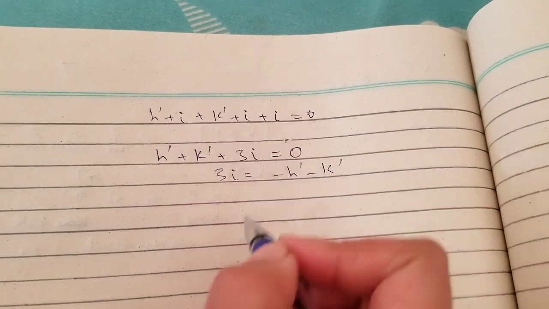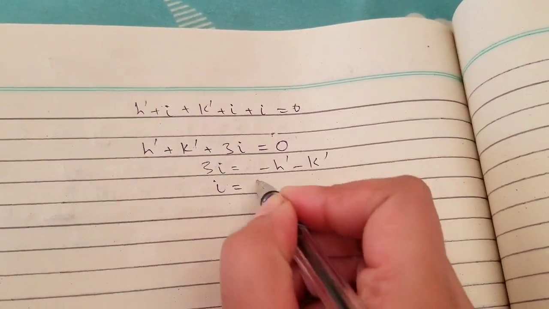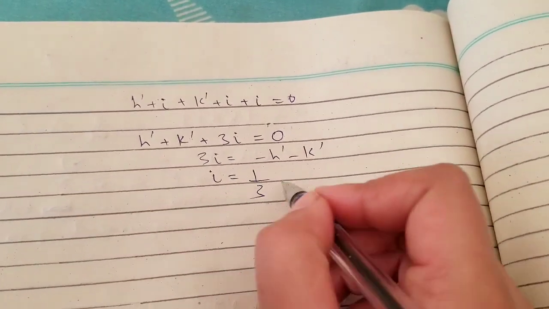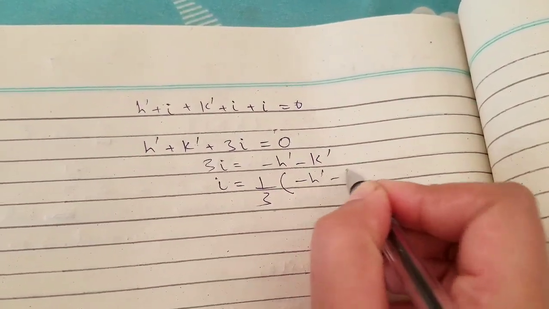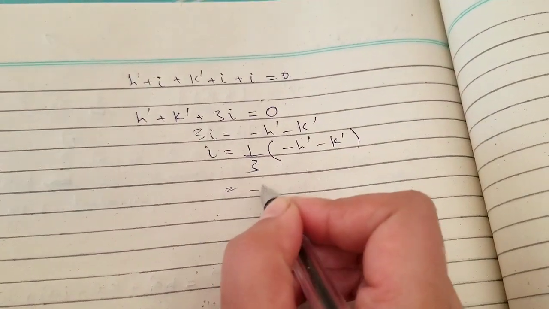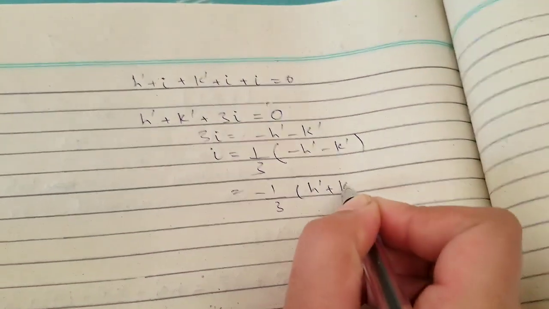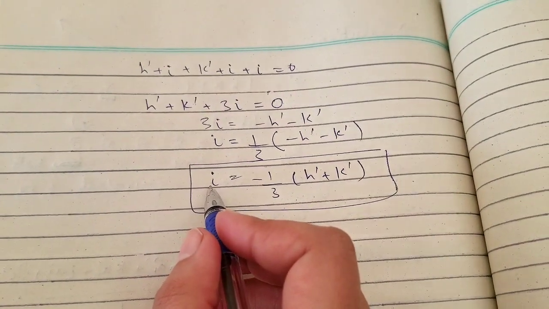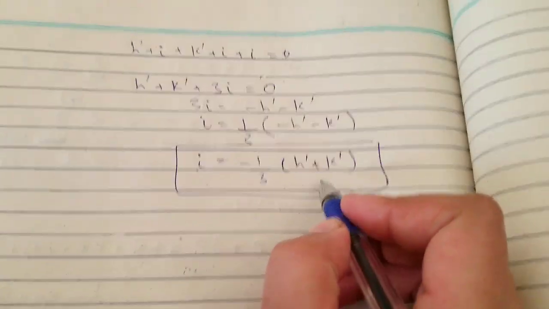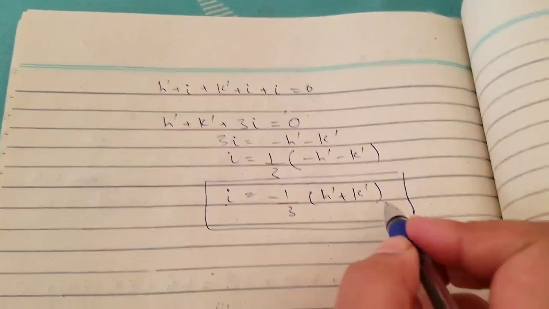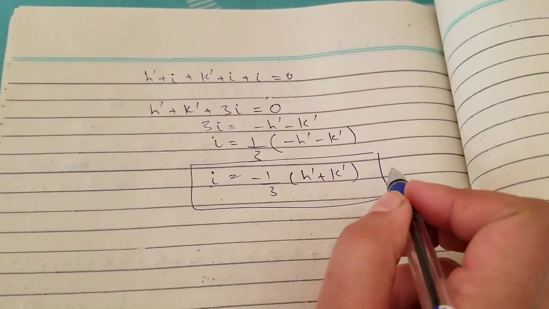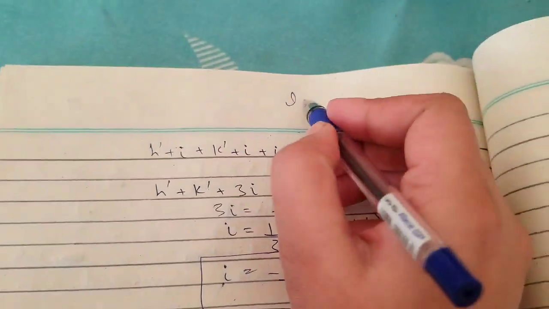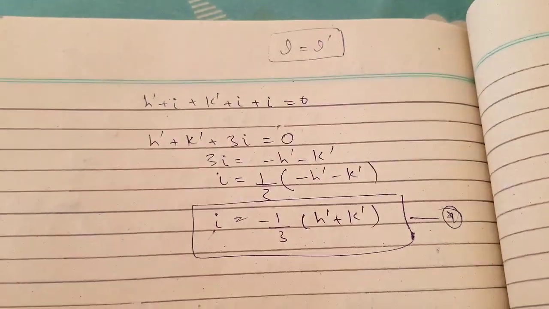We will take these two onto the other side of the equation, and the 3 multiplied with i will be divided onto the other side, so i is 1 by 3. Taking minus as a common quantity, this is the final transformation equation for i. As you can see here, i is expressed in terms of primed variables only; there is not any other unprimed variable here. So this is the final transformation equation for i, and it is l equals l prime for this one.